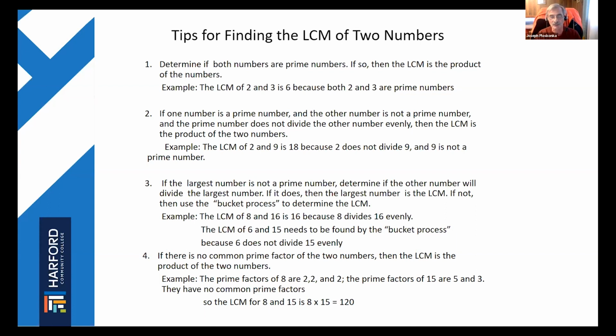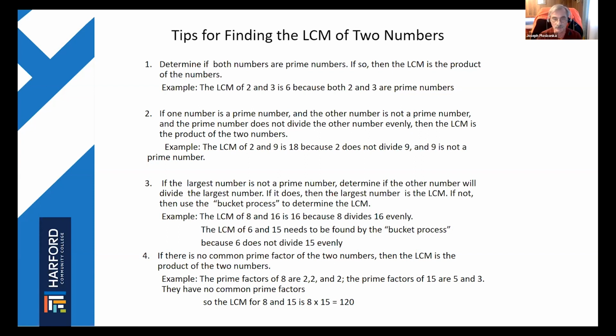If the largest number is not a prime number, determine if any of the other numbers will divide it. If it does, then the largest number is the least common multiple and hence the common denominator. If not, then you use the bucket process to determine the lowest common multiple and hence the smallest common denominator. For example, if you have 8 and 16, because 8 divides 16 evenly, 16 is the common multiple.